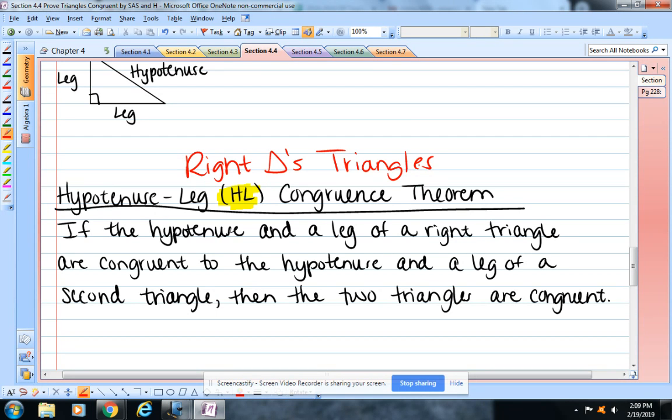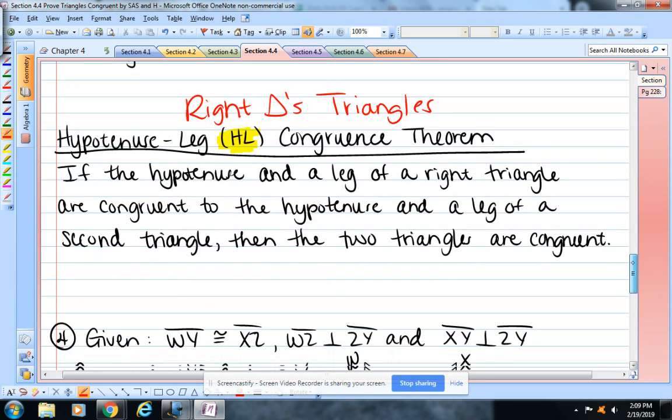If the hypotenuse and how many legs? A means what? One, singular. If the hypotenuse and a leg of a right triangle are congruent to the hypotenuse and one leg of a second triangle, then the two triangles are congruent. So if you know your hypotenuses are congruent and one leg each are congruent, then you can say your triangles are congruent using hypotenuse leg.